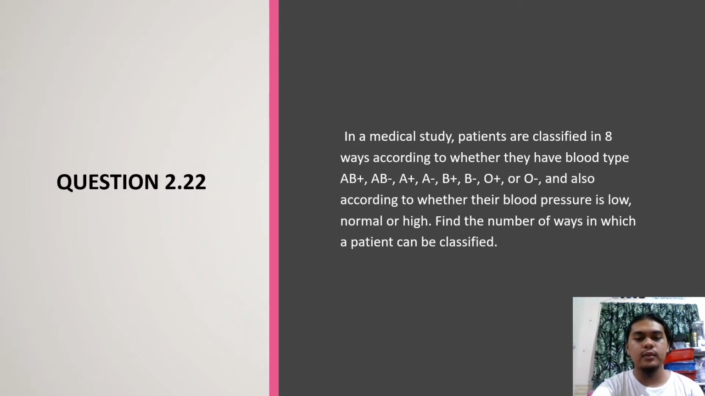Question 2.22. In a medical study, patients are classified in 8 ways according to whether they have blood type AB+, AB negative, A+, A negative, B+, B negative, O+, or O negative, and also according to whether their blood pressure is low, normal, or high. Find the number of ways in which a patient can be classified.